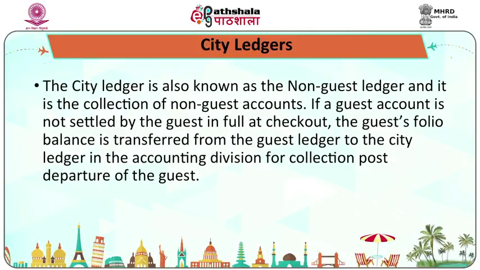Next is the city ledger. The city ledger is also known as the non-guest ledger, and it is the collection of non-guest accounts. If a guest account is not settled by the guest in full at checkout, the guest folio balance is transferred from the guest ledger to the city ledger in the accounting division for collection after the guest's departure.